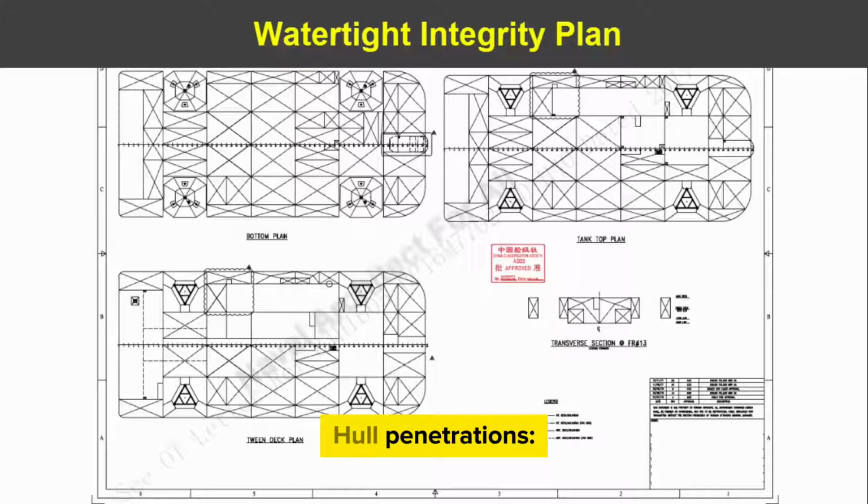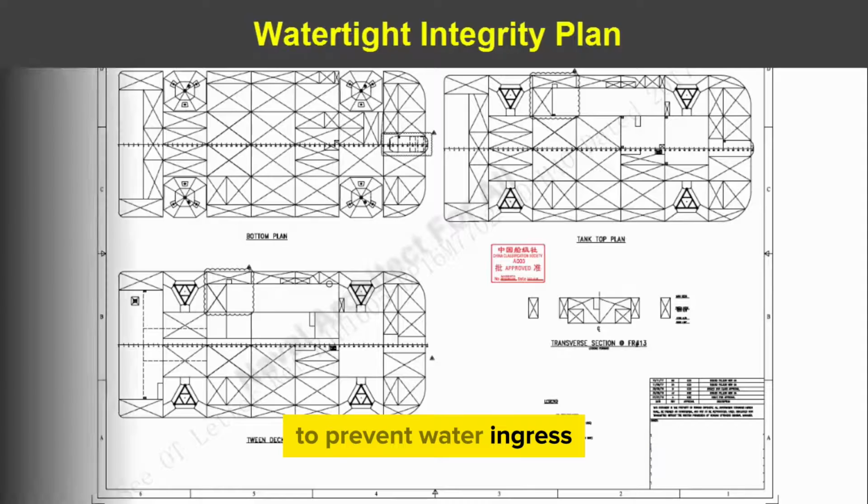Hull penetrations. Information about watertight penetrations through the hull, such as openings for pipes, cables, and other services, is included. These penetrations are equipped with watertight fittings to prevent water ingress.